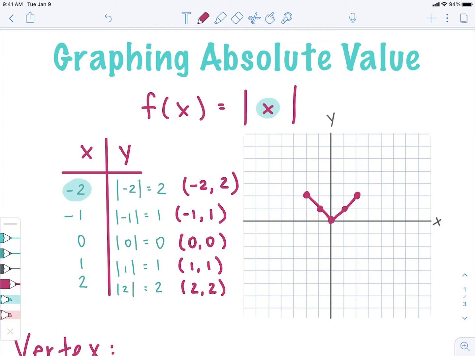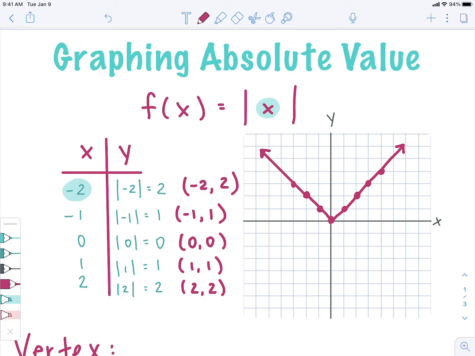If I plugged in a 3, what's the absolute value of 3? 3. So it would keep going, right? What's the absolute value of 4? 4, right? It just kind of keeps going. It's going to be 5 and then 6 and it'll keep going. What about the absolute value of negative 3? 3. So this side's going to keep going too.